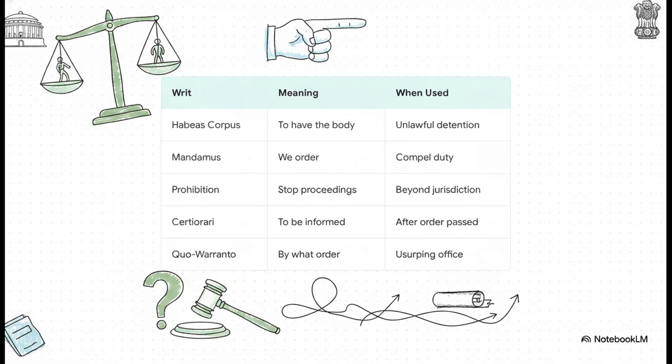You might want to jot these down. Matching these 5 specific writs to their literal meanings and use cases is a massive staple for those 5 to 6 mark long answer questions. Habeas corpus literally translates to "have the body," and it protects against unlawful detention. Mandamus means "we order," and it forces a public authority to do its duty. Then there's quo warranto, meaning "by what order," which stops someone from wrongfully holding a public office.